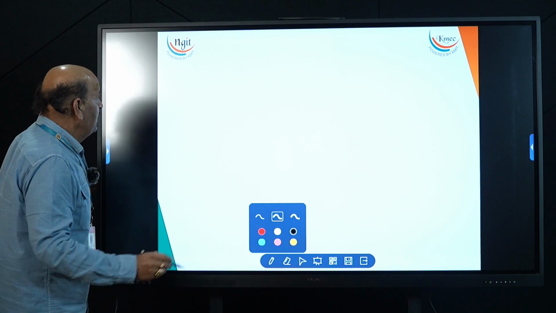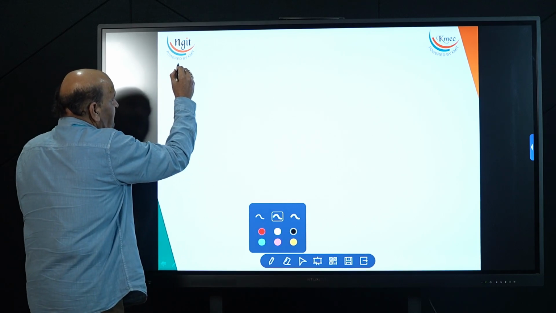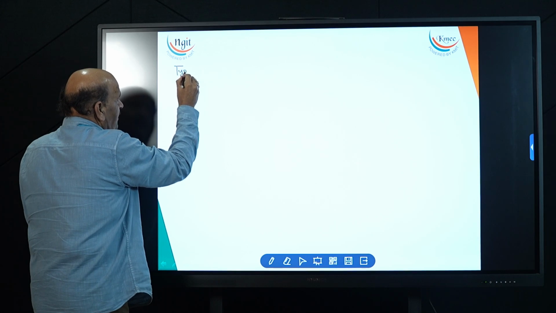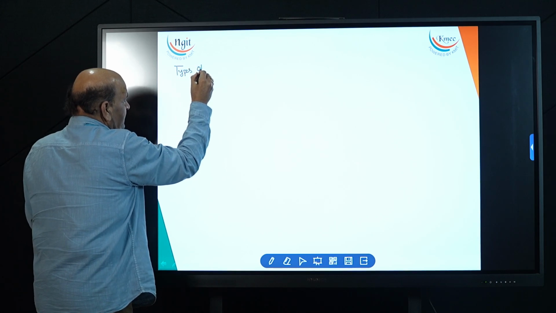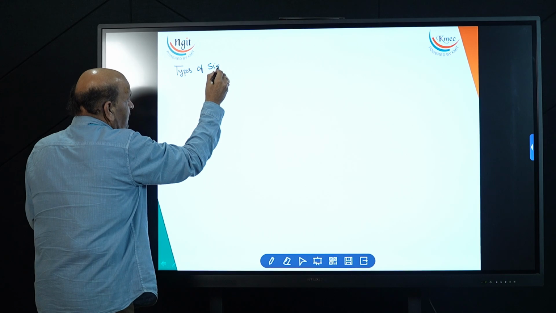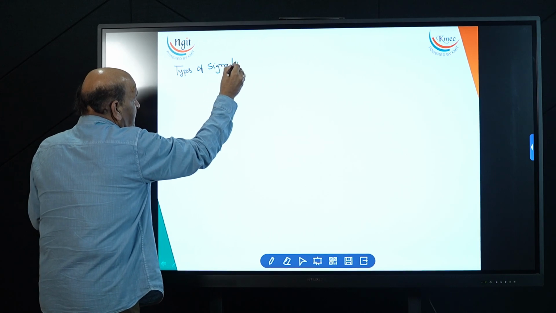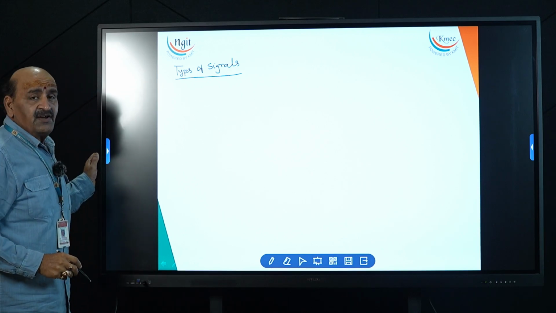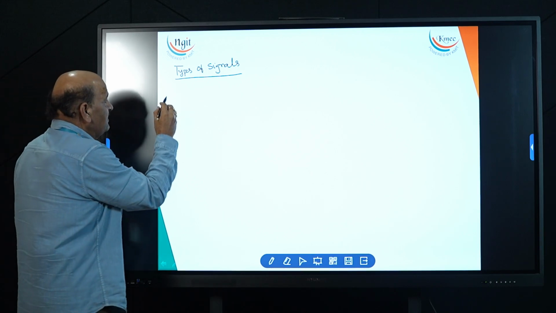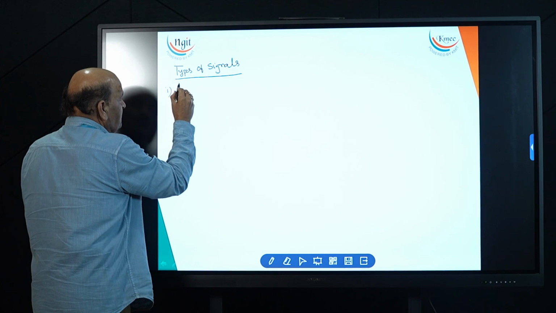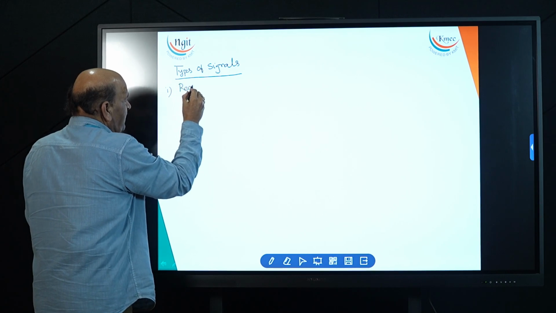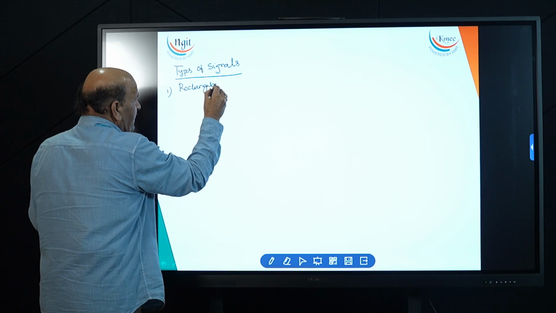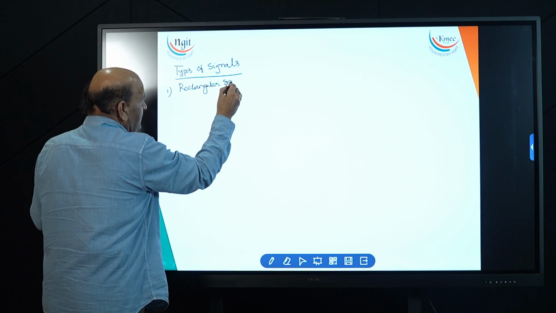Now, various types or kinds of signals. Now here we are going to discuss various kinds of signals. Now, the first one we are going to discuss is the rectangular signal. For example, what is a rectangular signal? This is a rectangular signal.